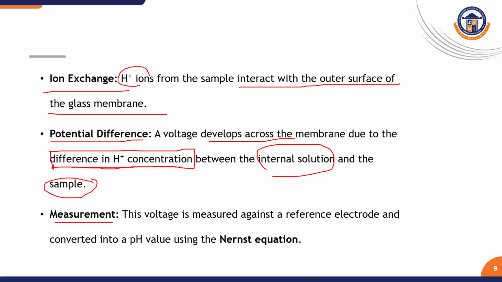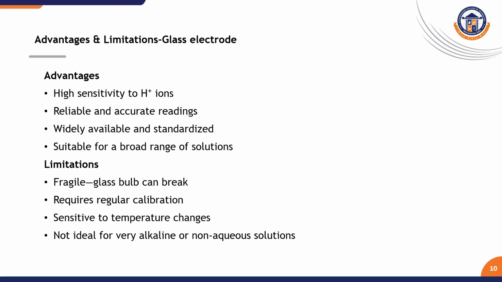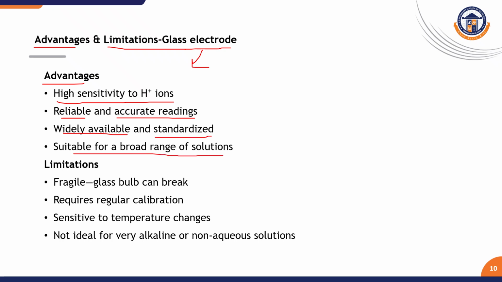Then what are we measuring? This voltage is measured against the reference electrode and converted into a pH value using the Nernst equation. This is the basic equation with which we find the value. What are the advantages and limitations of the glass electrode? Advantages: high sensitivity to H plus ions, reliable and accurate readings, widely available and standardized, suitable for a broad range of solutions.